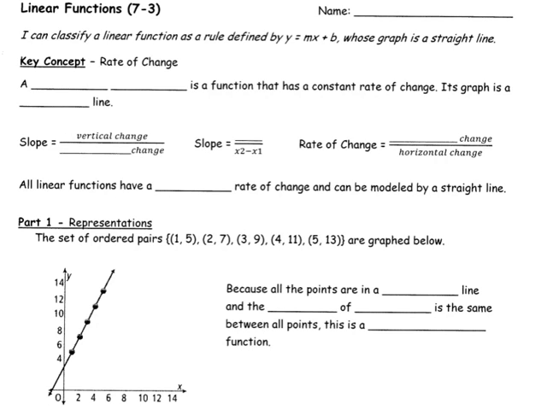Our lessons so far have been about what functions are and how to represent them. So in Lesson 7.3, we are going to talk about what linear functions are. Our objective is to classify a linear function as a rule defined by y equals mx plus b, whose graph is a straight line. The key concept is about the rate of change. A linear function is a function that has a constant rate of change.